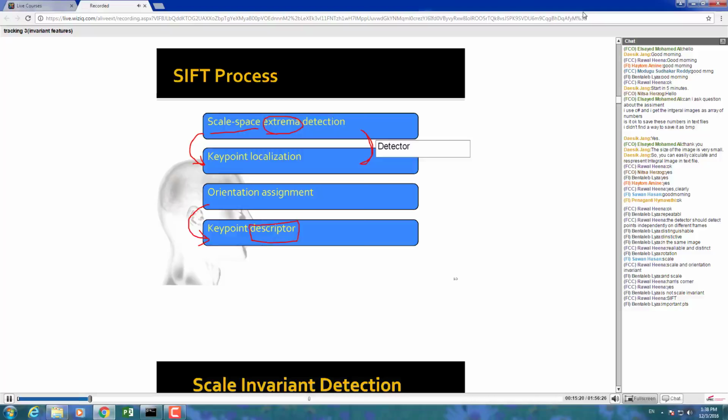So what is descriptor basically? Anybody can answer? What is descriptor? When you say this, the detector is kind of a function or algorithm, right? So as a result of detector detection, we can have key points. Key points are the result of detector. Then, by the way, what is descriptor basically?